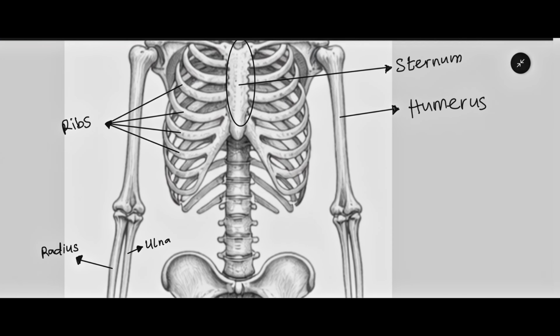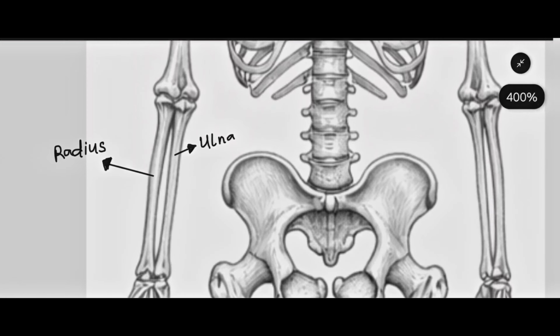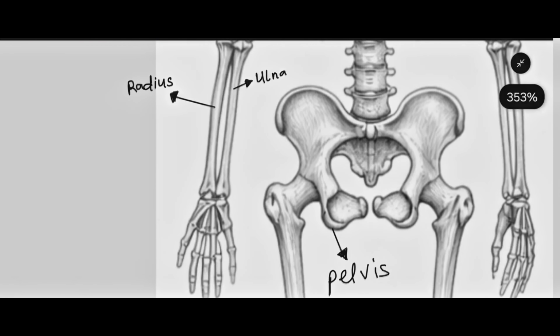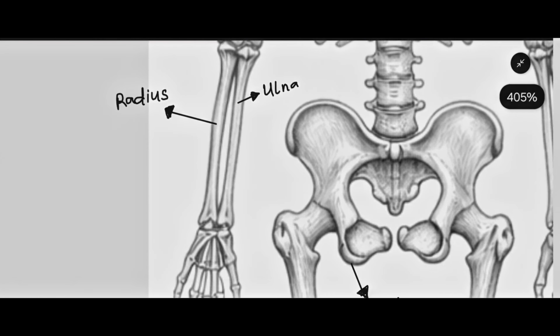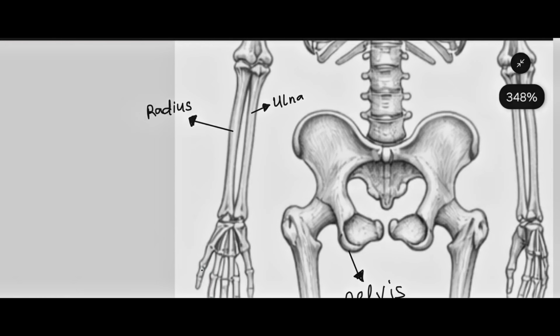Then at the elbow, we have the humerus, which is the upper arm bone, like we mentioned before, and we have the radius and the ulna. So always remember the way to distinguish between the radius and the ulna is the radius is on the thumb side and the ulna is the other one. So remember that whenever you want to label a diagram with bones.